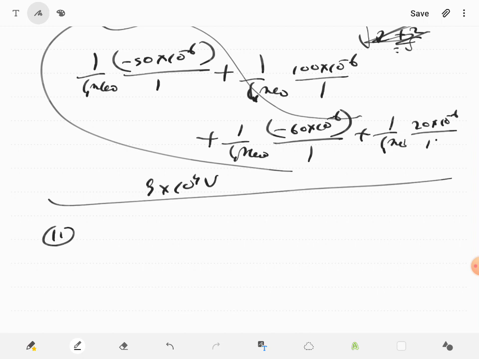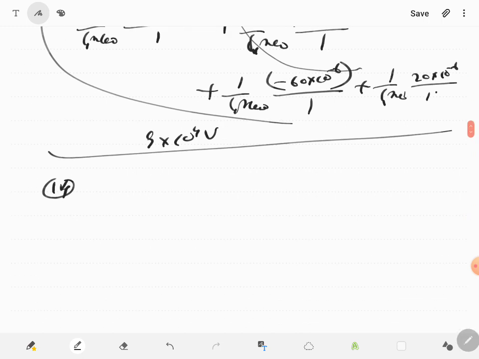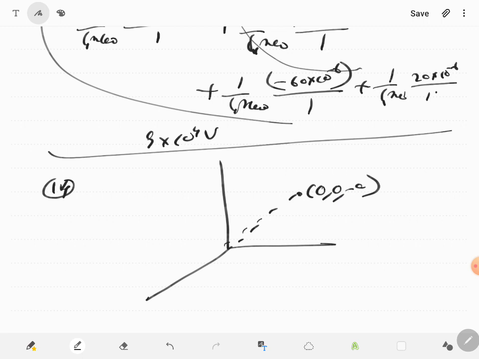The sum that I did in the class is, I think, the 14th question, where two charges minus q and plus q are located at the points 0 comma 0 comma minus a, which means the negative z axis, and the point B at 0 comma 0 comma a. So this is on the z axis.